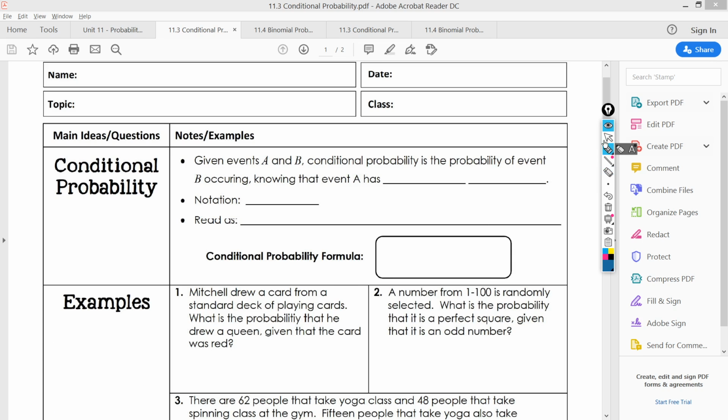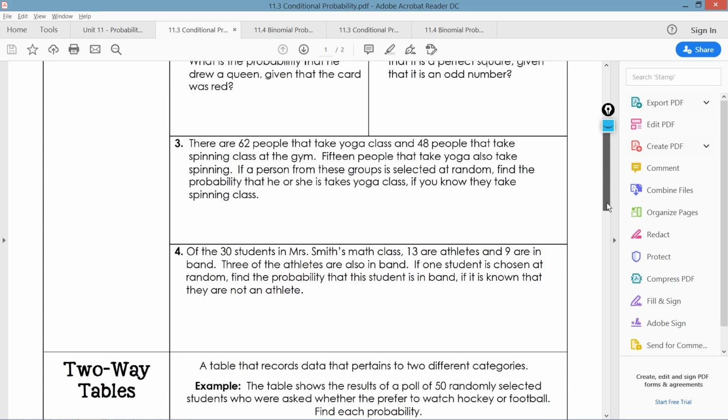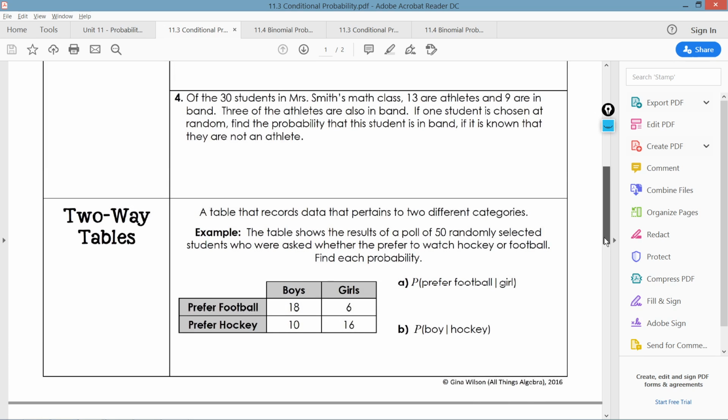There's none of this on your test. Ten of you just closed out. Just kidding.